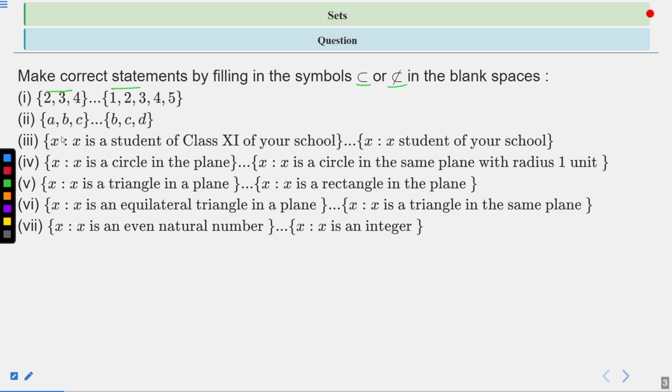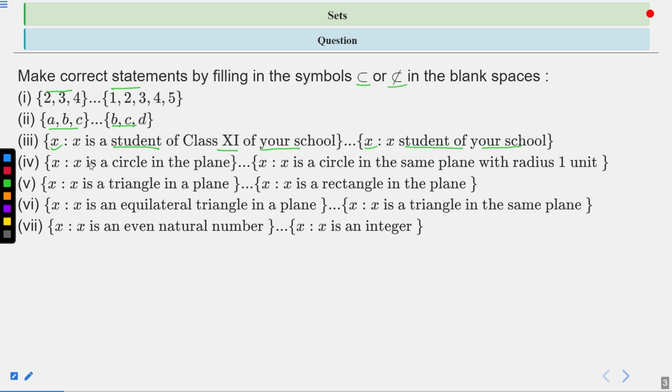In second, we are given 2 sets in roster form, both containing 3 elements. So first one is ABC and second one is BCD. Third, 2 sets described in set builder form. First one is collection of all X, and the collection is of your students of class 11th of your school. And second set is collection of all X, such that X is your student of your school.